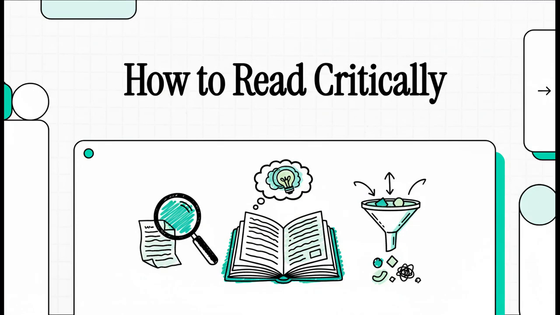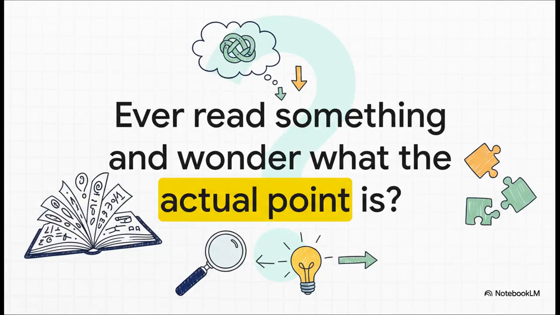Welcome to The Explainer. Today, we are diving into a skill that is, let's be honest, an absolute superpower in today's world. We're talking about how to read critically, how to cut through all the noise and really understand what someone is trying to say. You know that feeling, right? You're staring at a page, the words are going in, but you get to the end and you're just lost. You're left wondering what the real argument was supposed to be. Well, we've all been there, and today we're going to fix that for good.